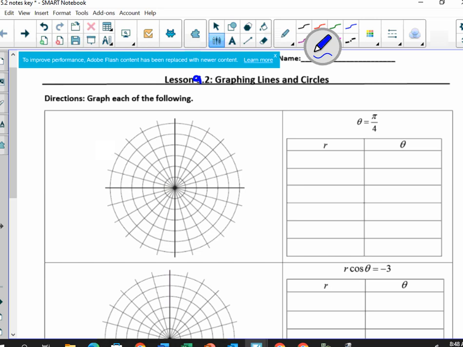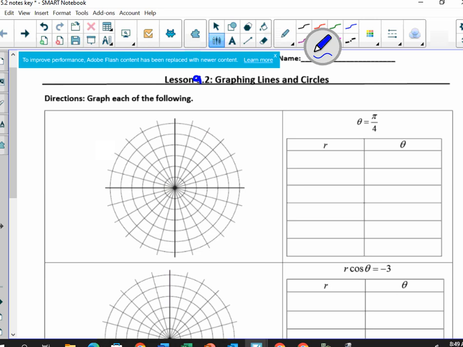Okay. We're graphing. We've got a few lines and circles that we're going to graph today. So the first graph we have here is theta equals pi over 4. It's sort of weird because I only give you an angle. I don't really give you an r. It's kind of like in the xy coordinate plane when you might have had y equals 2 or x equals 5. You didn't have both parts. It still made a line. Same thing here. I can pick any r value I want.